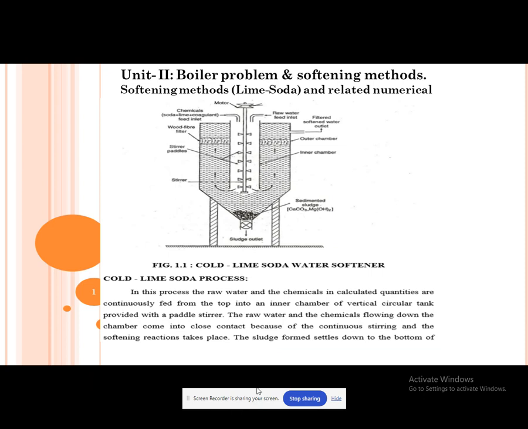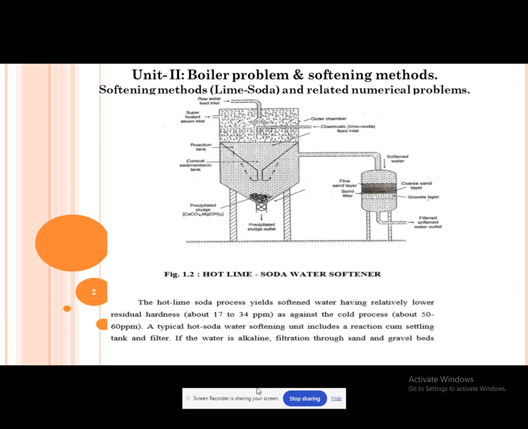So in this process the raw water and the chemicals in calculated quantities are continuously fed from the top into an inner chamber of a vertical circular tank provided with a paddle stirrer. The raw water and the chemical flowing down the chamber come into close contact because of the continuous stirring, and the softening reactions take place. The sludge formed settles down to the bottom of the vessel, and in this way hardness removal takes place.